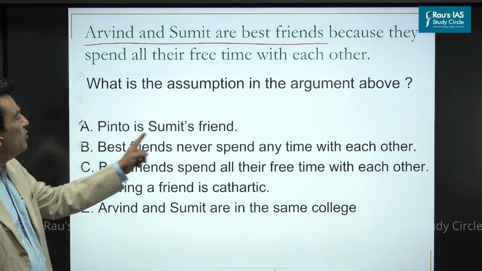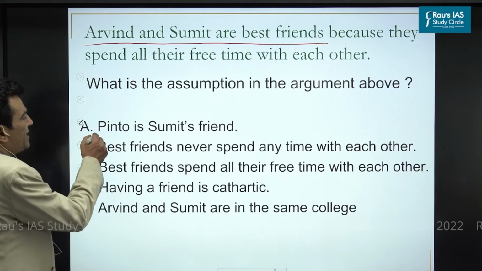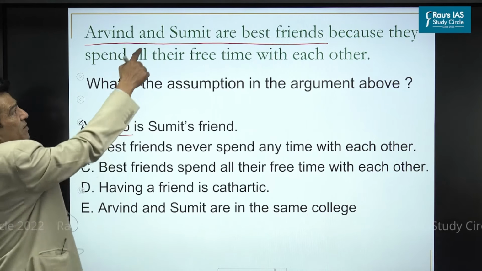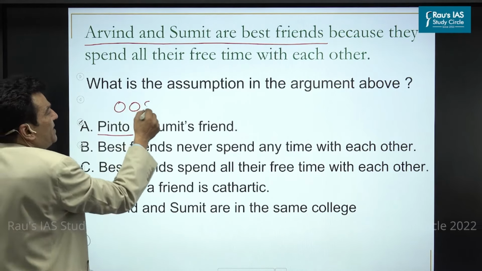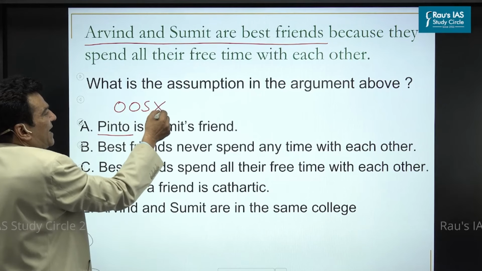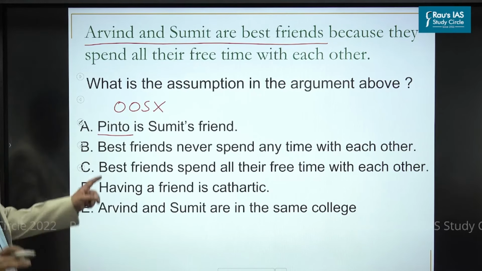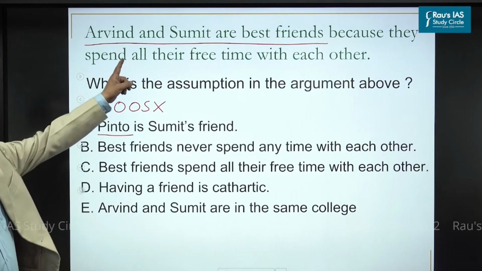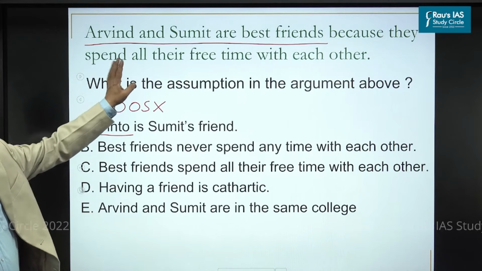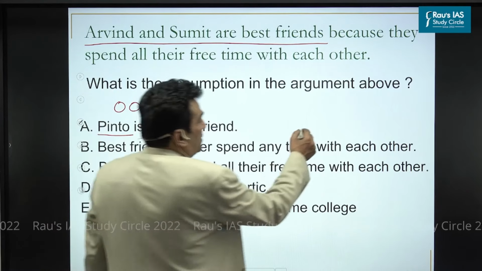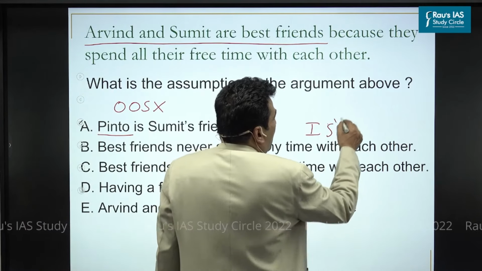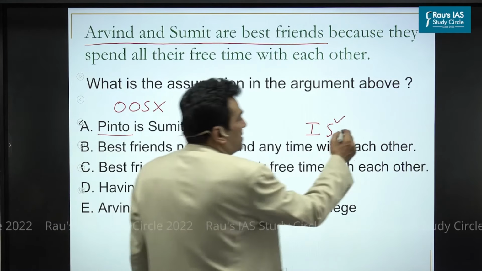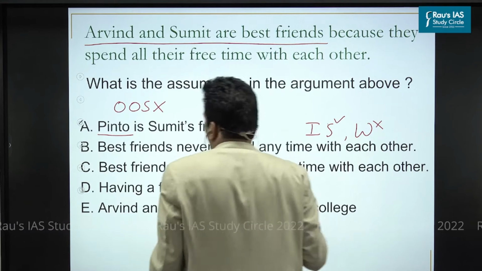First choice says Pinto is Sumit's friend. My question to you is, is there anything mentioned about Pinto here? If Pinto is not mentioned here, Pinto is something which is completely out of scope. As a result, this has to be a wrong answer. If I look at B choice, it says best friends never spend any time with each other. Best friends is mentioned there, spending free time is mentioned there. As a result, this is in scope, which is a good thing. But is it strengthening or is it weakening the conclusion? Weakening. Because it is weakening the conclusion, that is the reason why it is wrong.